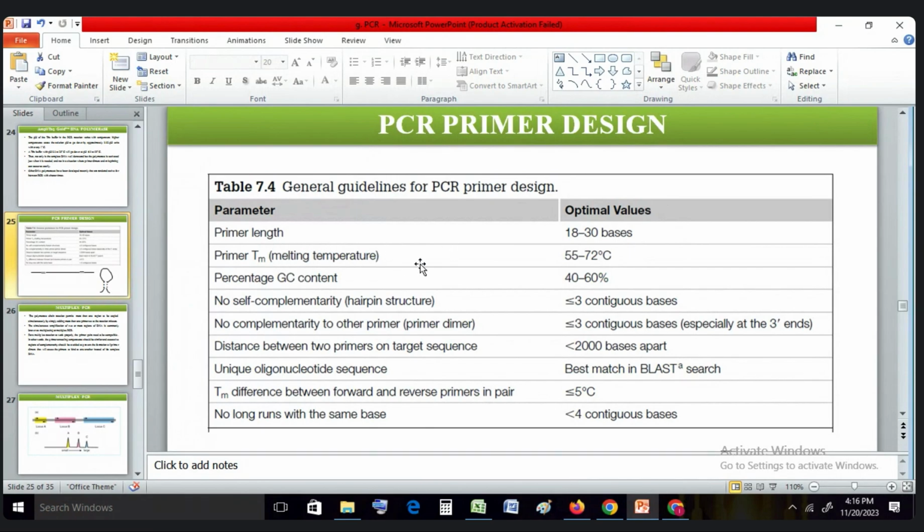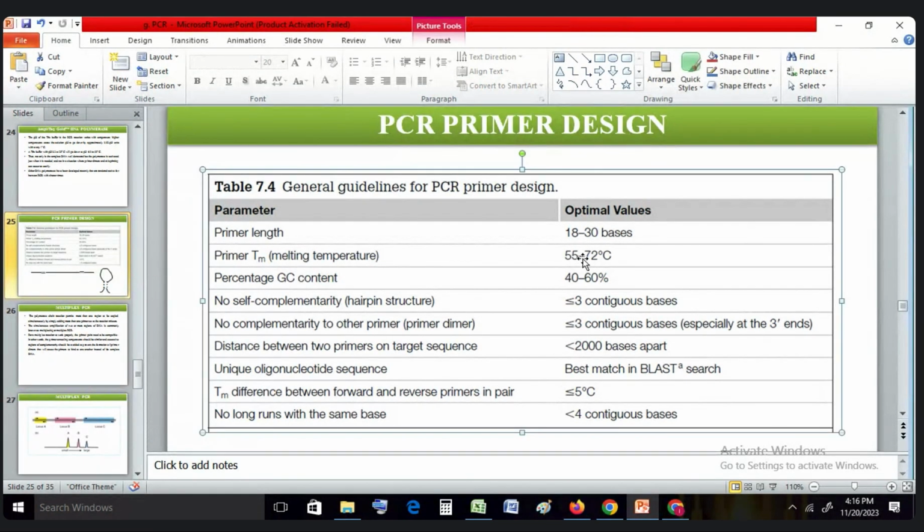Now come to the melting temperature. This is very important. It should be less than 72 because the temperature you are using for polymerization is 72. And it should not be less than 55 or 50. If you reduce the temperature, the chance of non-specific annealing increases, as we saw before. So between 50 to 72, or 55 to 72, is better.